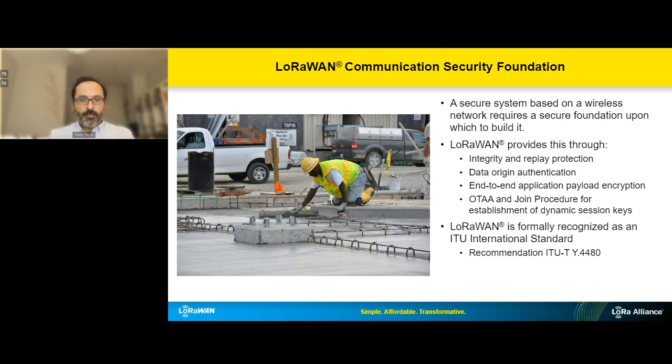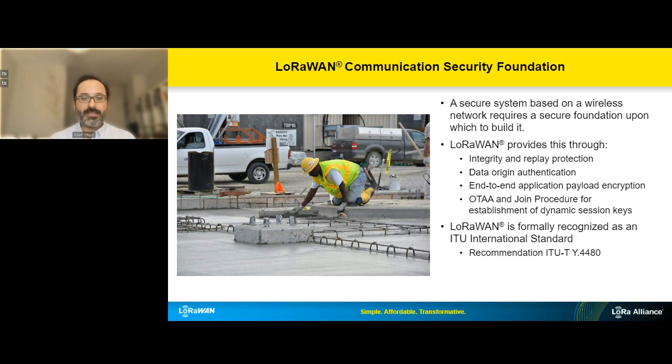So in summary, for the very first part, before I hand it over to my colleague, Robert, this is how we secure our protocols and architecture. And through that, we achieve integrity and replay protection, data origin authentication, end-to-end application payload encryption. And we have the ability to refresh sessions through activation.